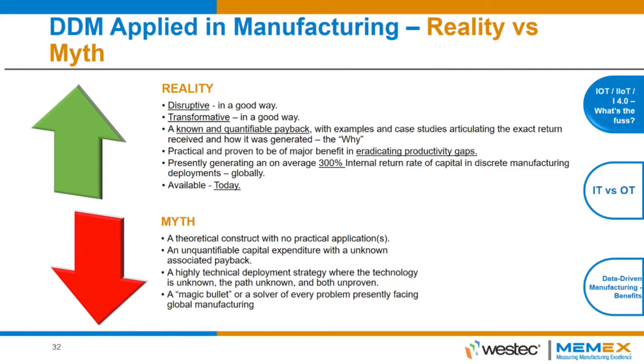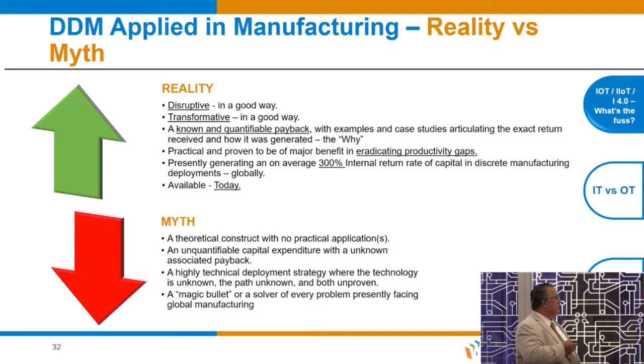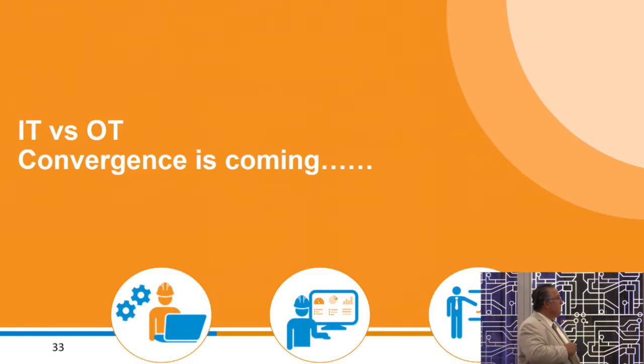This technology has been both disruptive and transformative, but both in a good way. It's a known and quantifiable payback. In our case, we tell our customers approximately 300% internal rate of return on capital or a 4-month payback. That's practical and proven to be of major benefit in eradicating productivity gaps. Presently generating, as I said, 300% internal rate of return, and it's available today. Those are reality. So we have myths and we have reality with respect to data-driven manufacturing.